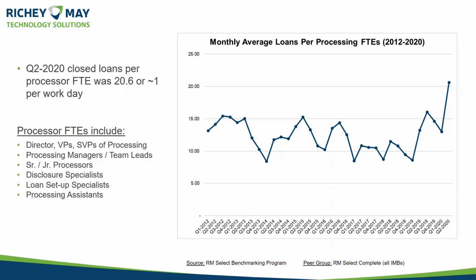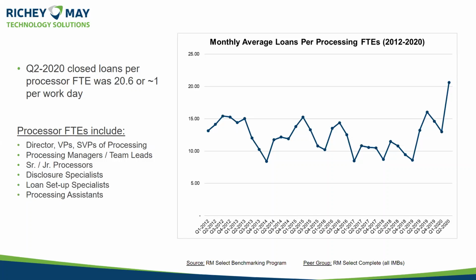So this is processing. From a benchmarking perspective, we measure processing at the department level. So we're going to include management, team leads, junior processors, senior processors. We also put closing disclosure specialists here, and loan setup if you utilize those roles, and then processing assistants. So it's really a department-level metric. The reason we do that is just to get an apples-to-apples measurement to other companies. So just keep that in mind.